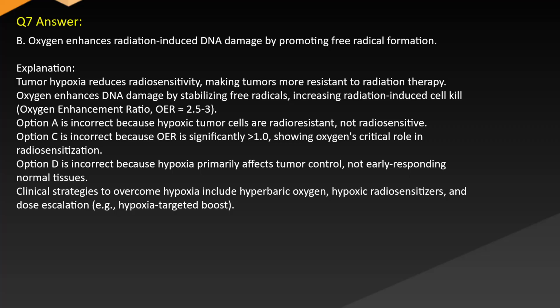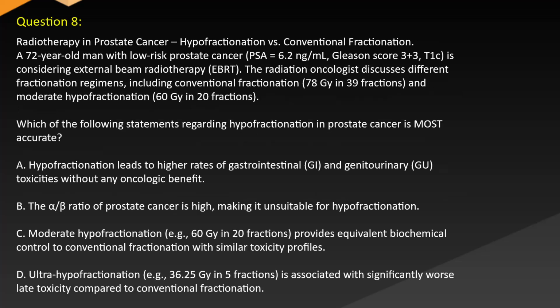Option A is incorrect because hypoxic tumor cells are radioresistant, not radiosensitive. Option C is incorrect because OER is significantly greater than 1.0, showing oxygen's critical role in radiosensitization. Option D is incorrect because hypoxia primarily affects tumor control, not early responding normal tissues. Clinical strategies to overcome hypoxia include hyperbaric oxygen, hypoxic radiosensitizers, and dose escalation, e.g., hypoxia-targeted boost. Question 8. Radiotherapy in prostate cancer.